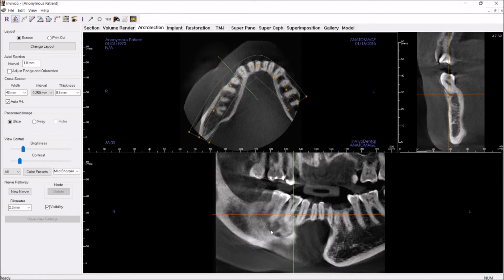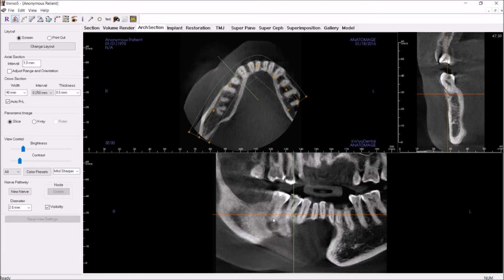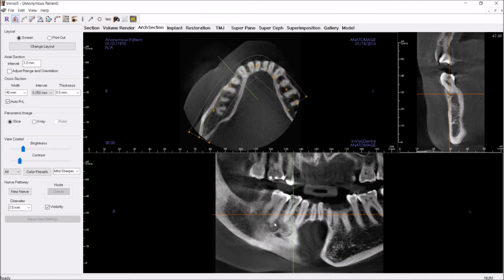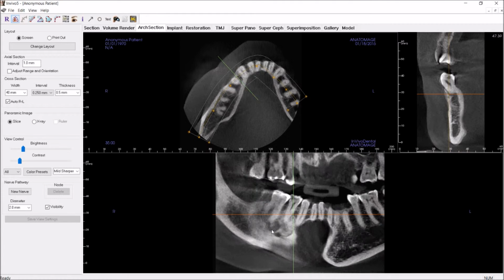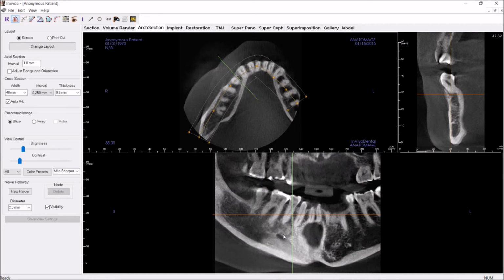The one at the mesial apex of 30 is definitely more hyperdense in the center with a hypodensity surrounding it. The hypodensity kind of varies in length. These are nice and round.